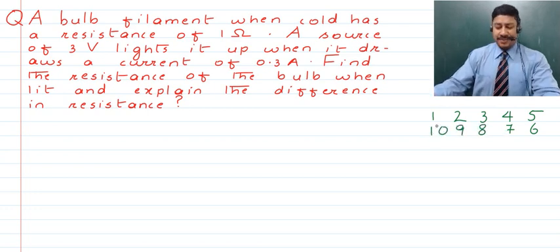So learn it. Okay, now children, in this question you've been given here, there is a bulb filament which when cold has a resistance of 1 ohm. A source of 3 volt lights it up when it draws a current of 0.3 amperes. Find the resistance of the bulb when lit and explain the difference in resistance.